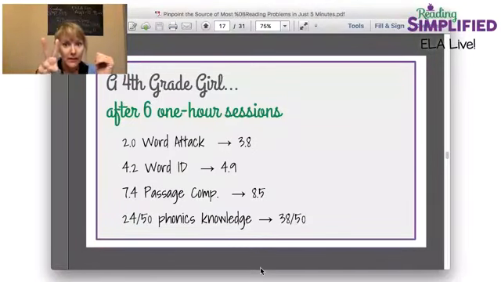So we were obviously addressing something that needed to be addressed. Her word ID went up 7 months. Her passage comprehension, this is really interesting to me, remember the Woodcock-Johnson was a 7.4 and it went up to an 8.5. So even though I had diagnosed that sound-based decoding was the problem, there was still something holding her back that was related to her ultimate outcome of comprehension. And so that was a huge bump for her.